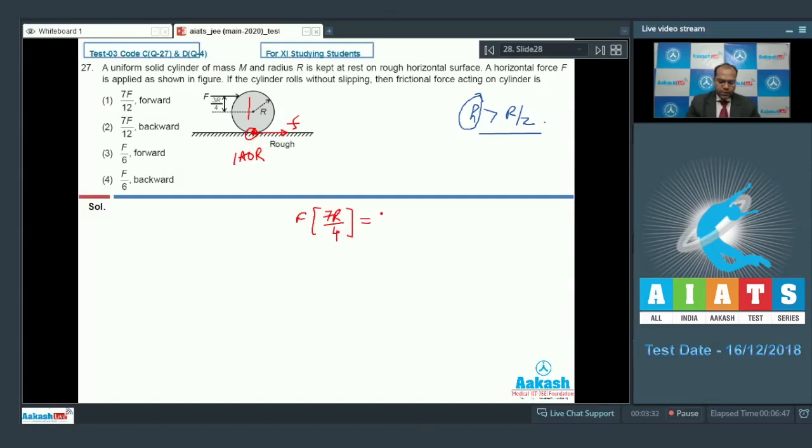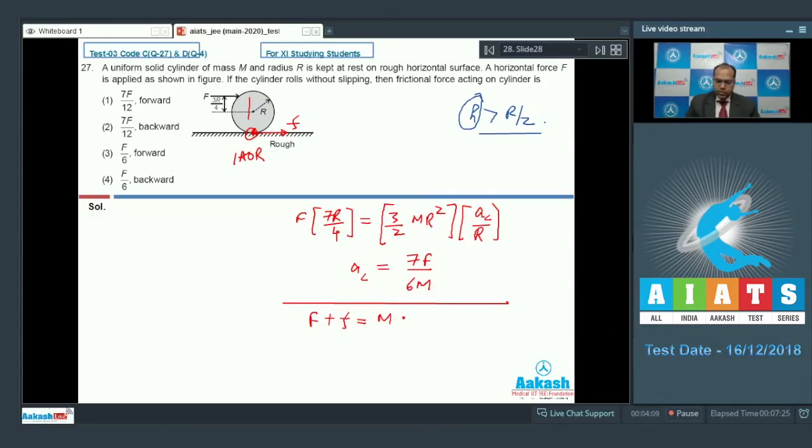is equal to I. So I of the solid cylinder about this point is 3 by 2 mr square into alpha. Since the cylinder is in the state of perfect rolling, alpha is equal to acceleration of center of mass divided by r. So if I solve this, the value of a_cm comes out to be 7F by 6m. So if I write the translatory equation, capital F plus small f is equal to mass into acceleration, that is 7F by 6m. So on solving, the value of small f comes out to be F by 6 in the forward direction. So option 3 is the correct answer.